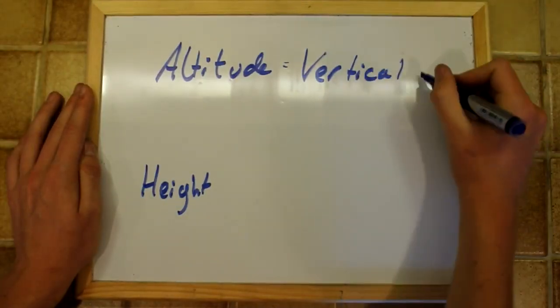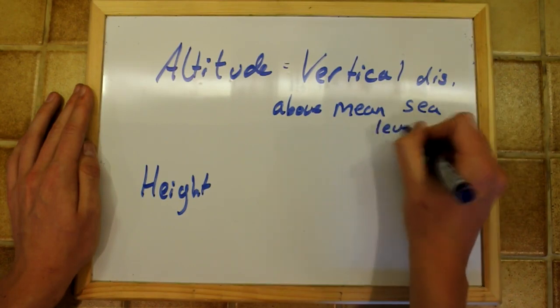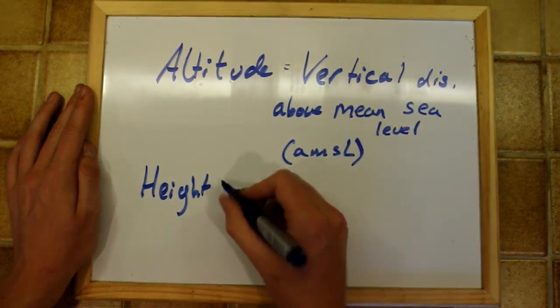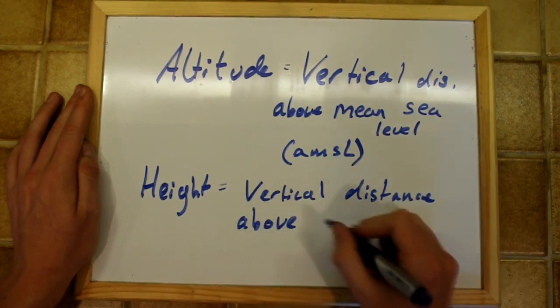As a pilot you need to know the difference between altitude and height. Your altitude is your vertical distance above mean sea level. Your height is your vertical distance above a specified datum, normally an airfield or the terrain beneath you.